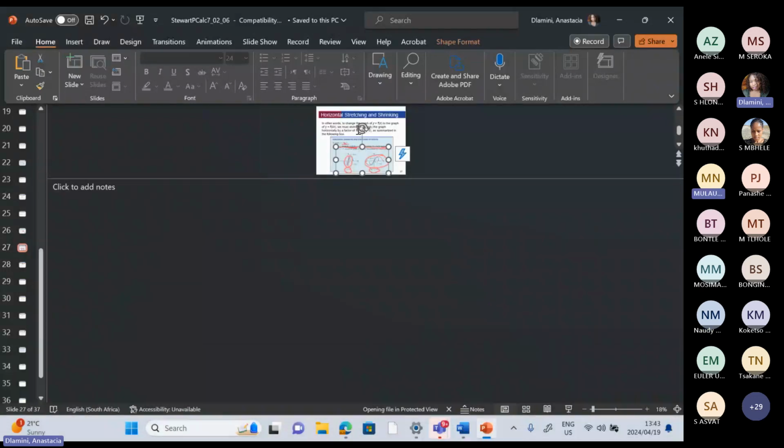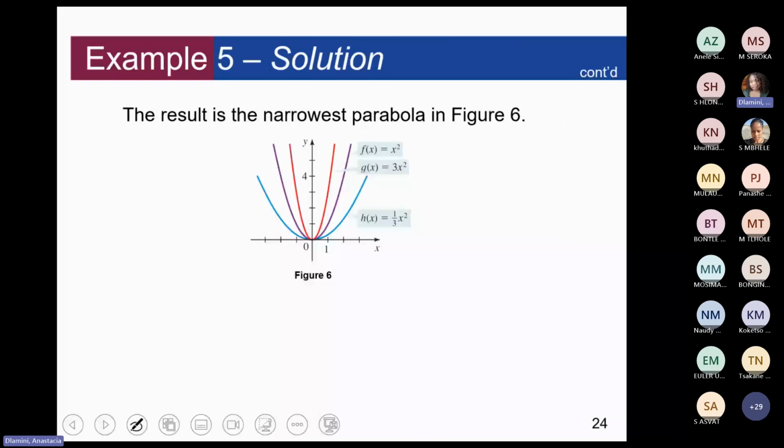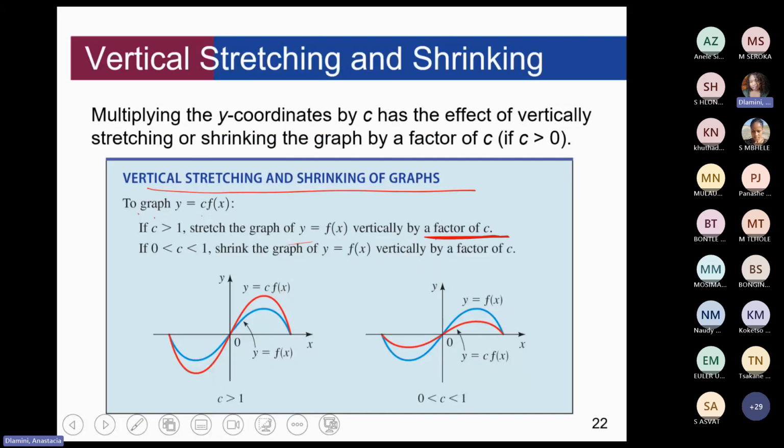Let's go back to the notes for the last time. If C is greater than 1, shrink the graph of y is equal to f of x horizontally by a factor of 1 over C. Now I'm going to vertical. Remember I said with horizontal you need to be careful, because C is greater than 1. When we are vertical, we are stretching the graph if C is greater than 1. When we are horizontal, we are shrinking the graph if C is greater than 1.